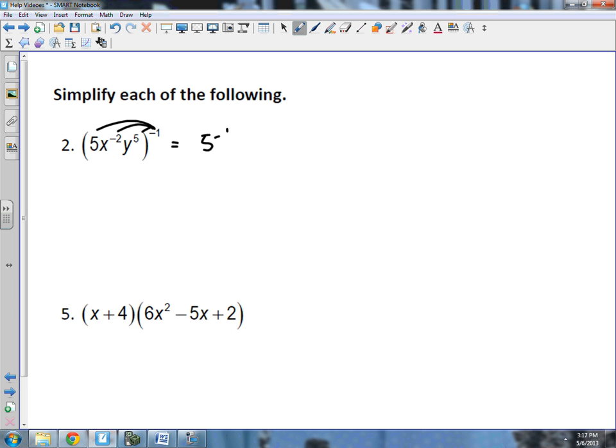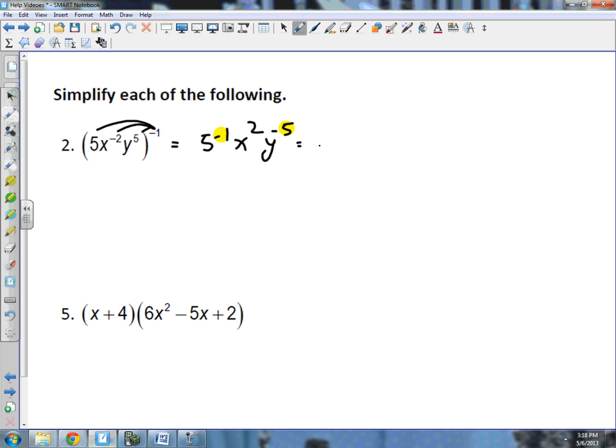So when that happens, I get 5 to the -1, x to the -2 to the -1, which is x to the 2nd, and then y to the 5th to the -1, which is y to the -5th. So what I end up with there is 5 to the -1, x to the 2nd, and y to the -5. In order to make that proper, I want to make sure that I get my negative exponents here and here to the bottom of a fraction.